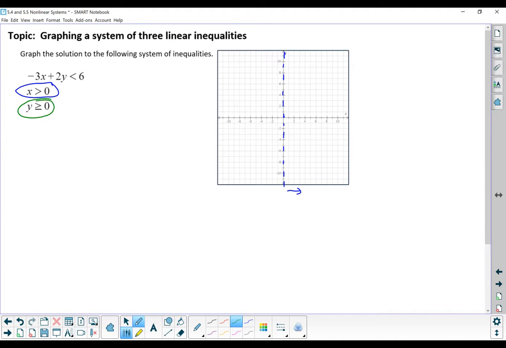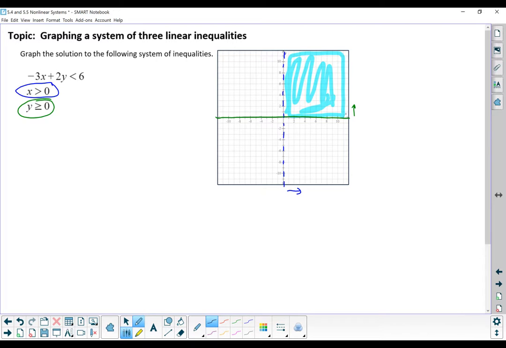Our second equation that I'm going to graph is y is greater than or equal to 0. Well, y equals 0 is this horizontal line going through the origin. It is a solid line, and we want to shade everything above it. So it looks like so far my solution space is this quadrant 1. But we do have one more equation.